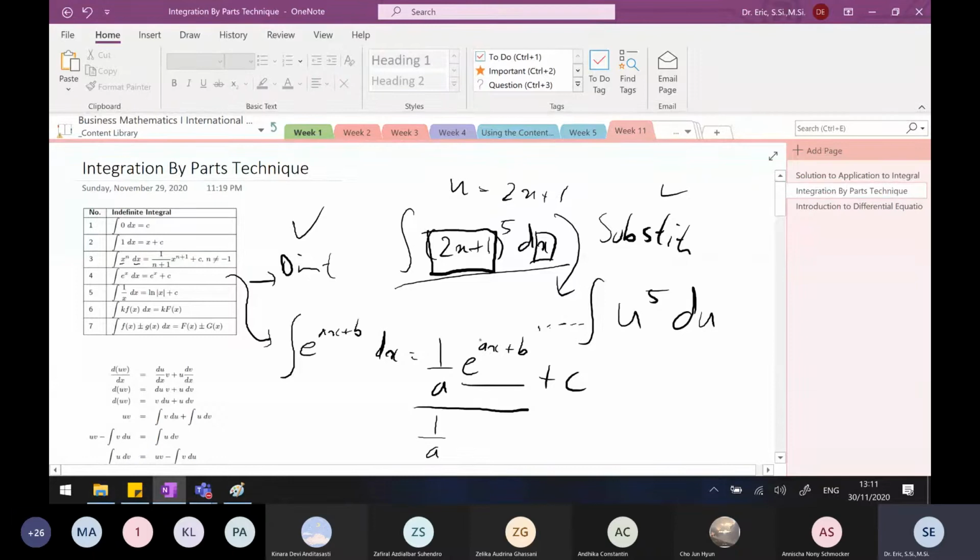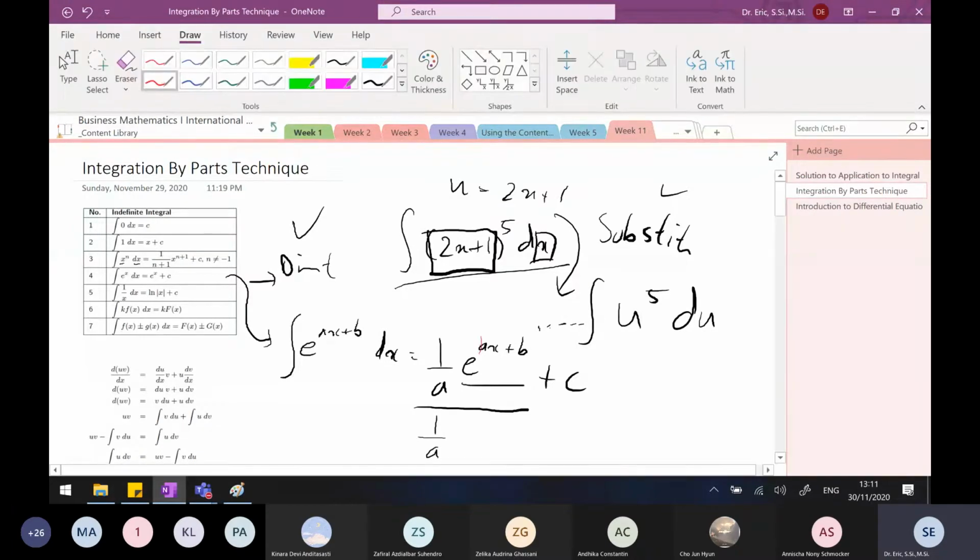You can imagine this just like a square. What is the derivative of e to the power of square? It is e to the power of square, but don't forget we want the derivative with respect to x. So I have to multiply by the derivative of ax plus b with respect to x. That is a. So a and a cancel out.